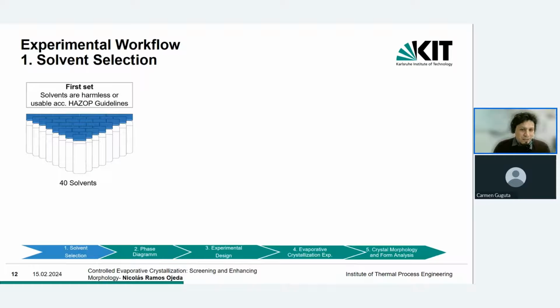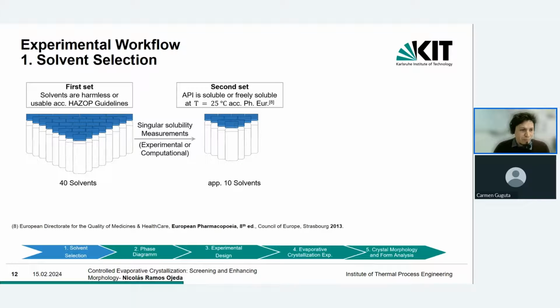So for the solvent selection, while the universe of solvents is quite vast, practical considerations narrow down our choice to a select group, typically around 40 solvents, which comply with hazard and operational guidelines. From this initial list, depending on how much data you have available, you can perform some solubility measurements, maybe computationally or experimentally. And the first list of solvents is reduced to approximately 10 solvents.